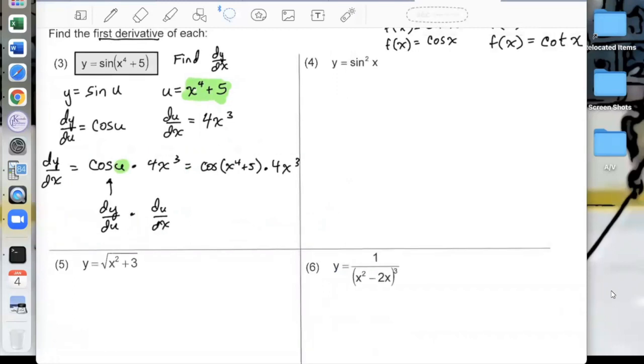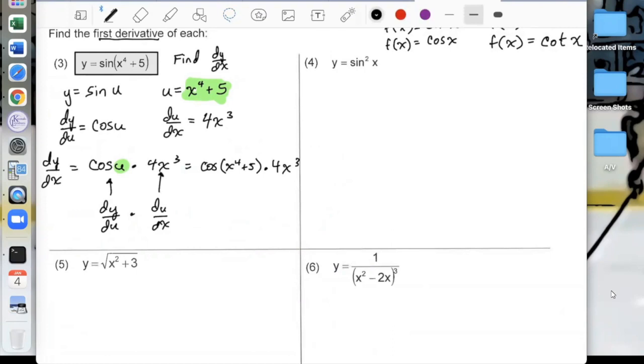And that would be your derivative. I mean, it's kind of scattered, but it's all there. We have that double equality, but ultimately it's the dy over dx that's equal to the cosine x to the 4th plus 5 times 4x cubed.